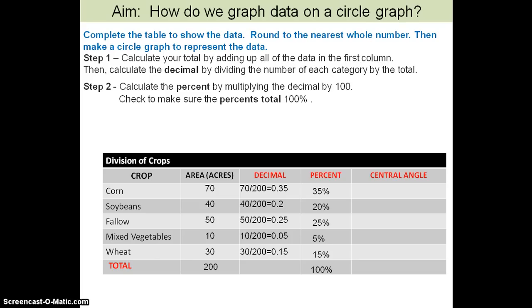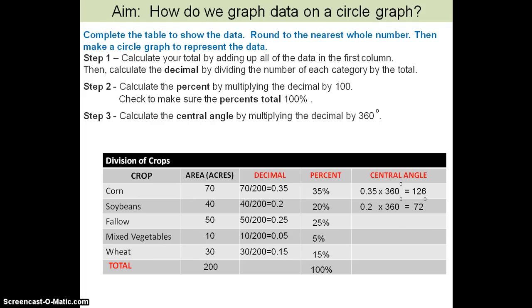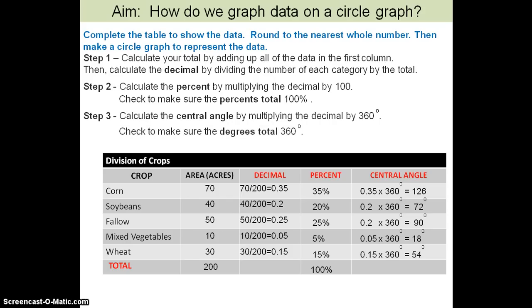After we've completed that, we need to calculate the central angle measurement. The way we do this is by multiplying the decimal by 360 degrees, since there are 360 degrees in a circle. If necessary, round your sector degrees or your central angles to the nearest whole number. Again, check to make sure that your total is 360 degrees. If it's not, you need to go back and make some adjustments. 1 or 2 degrees in the central angle is not going to distort the data.